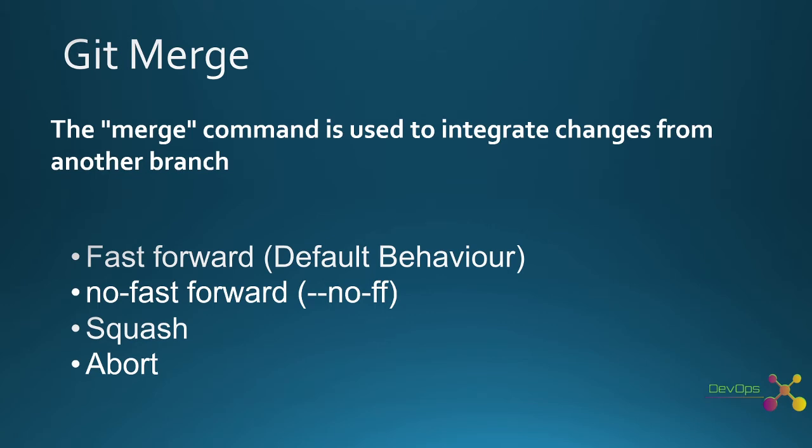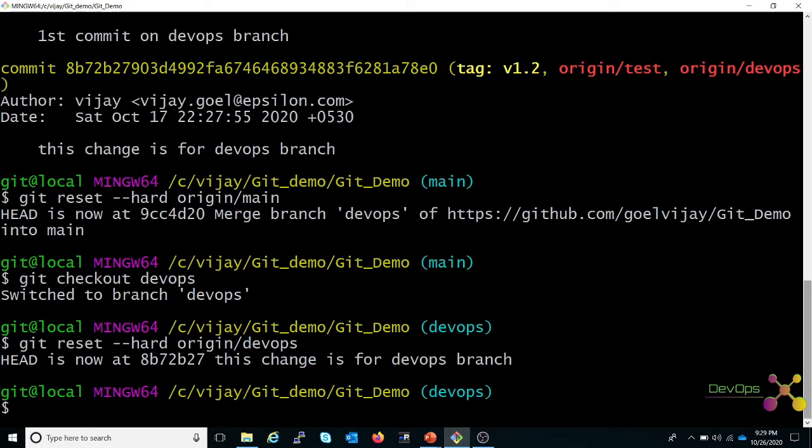The git merge command is used to integrate changes from another branch, and there are various options available in git merge, like fast forward, non-fast forward, squash, and abort when you don't want to do the changes. The default behavior is fast forward. So let's do the live execution. We will start with the git merge command.